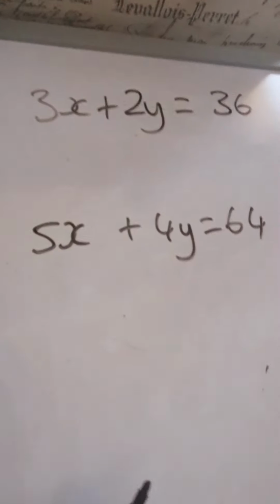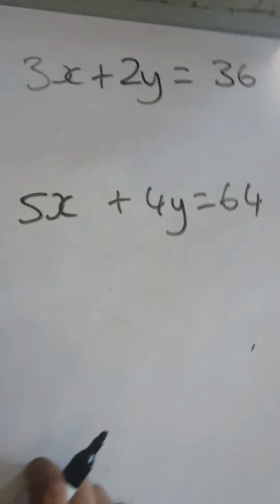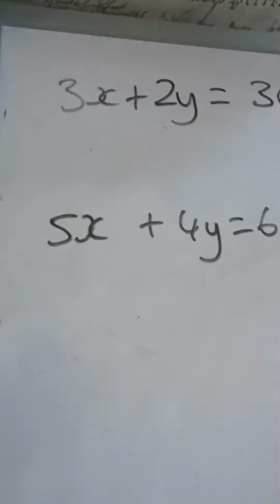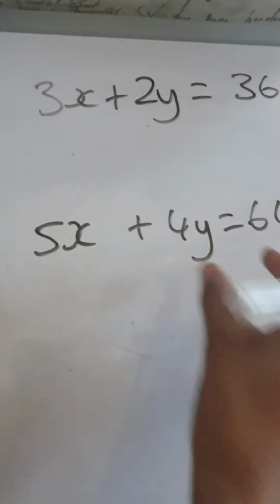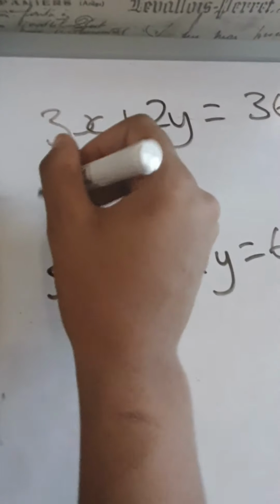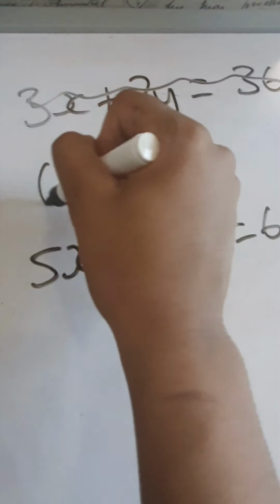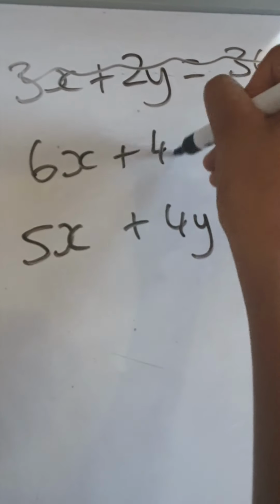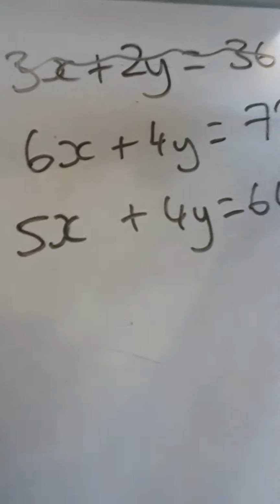Our next one is a bit harder, but it's only harder because we have to multiply something again to find two equations that can be taken away easily. I've got 3x plus 2y equals 36, and I've got 5x plus 4y equals 64. Now, it's actually quite clear to see that if I multiply this one by 2, I'm going to have the same coefficient in front of y. So I'm going to change this into 6x plus 4y equals 72.